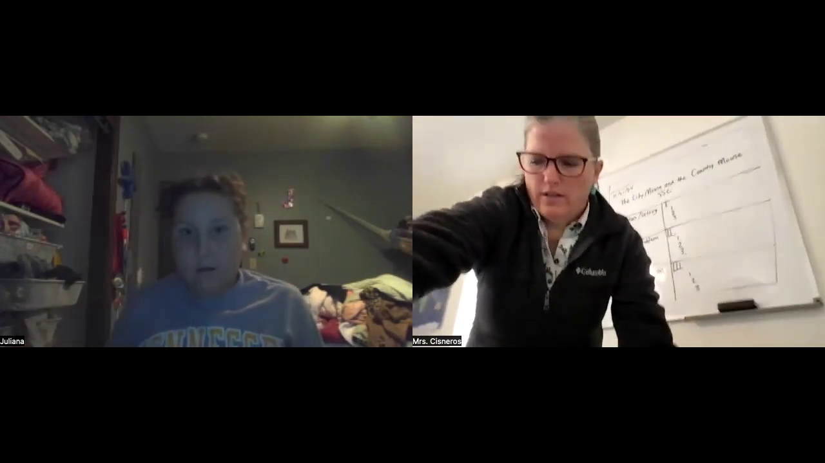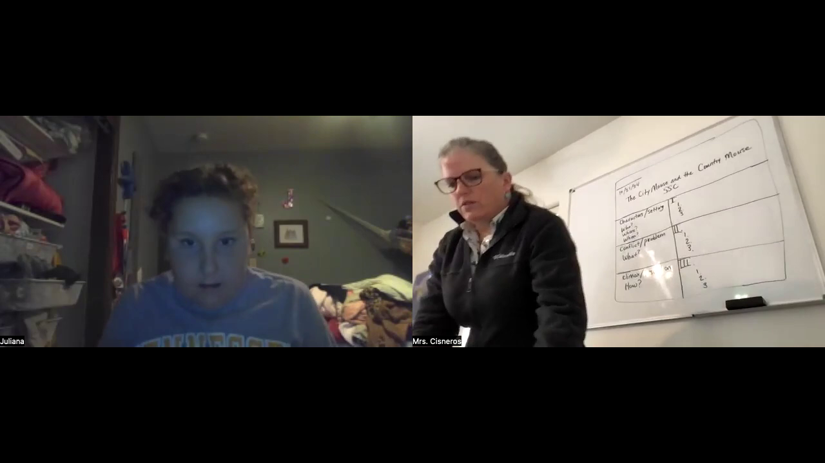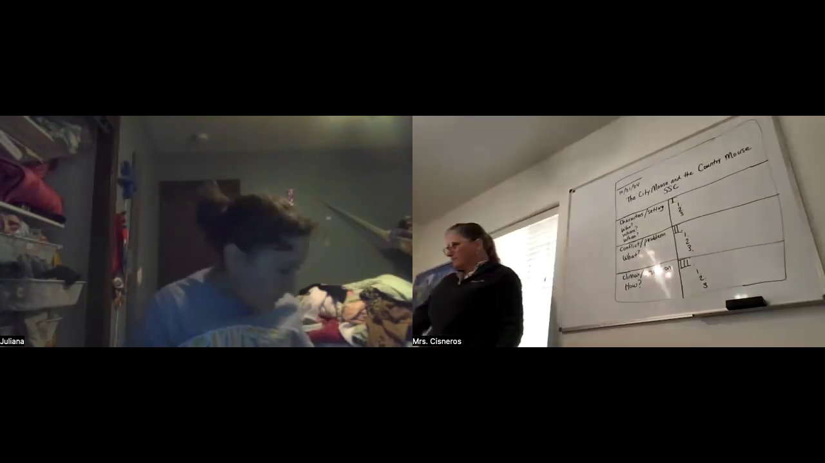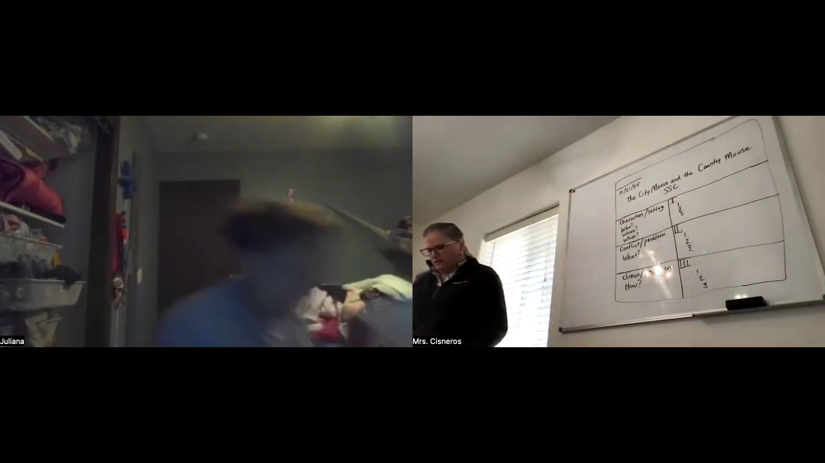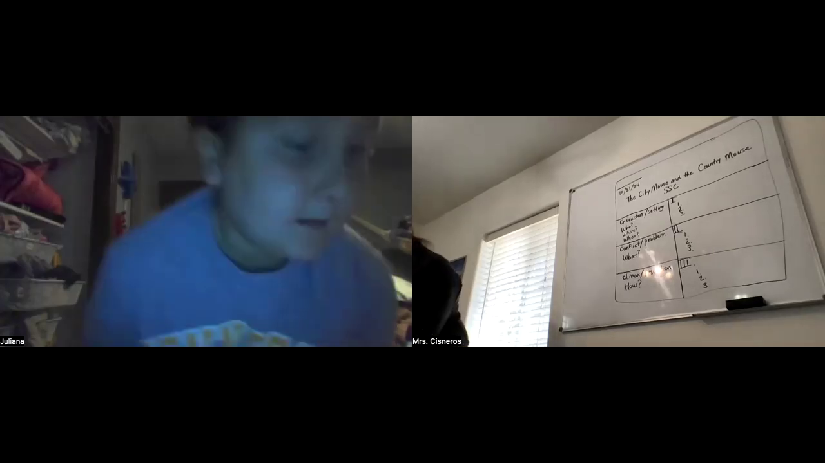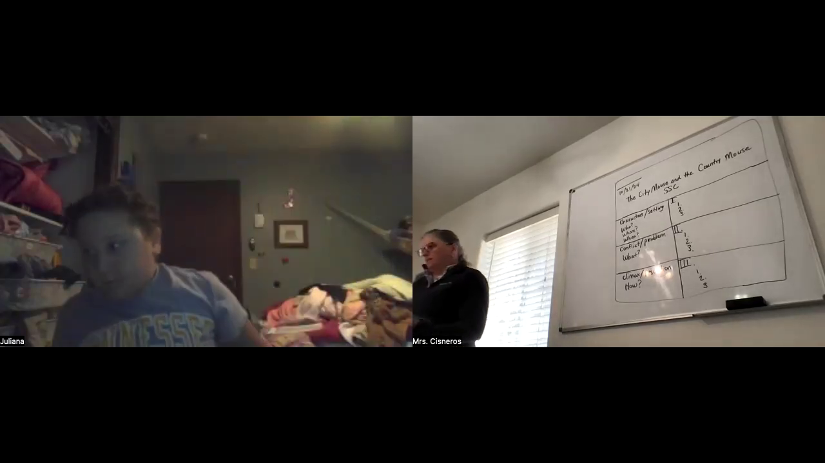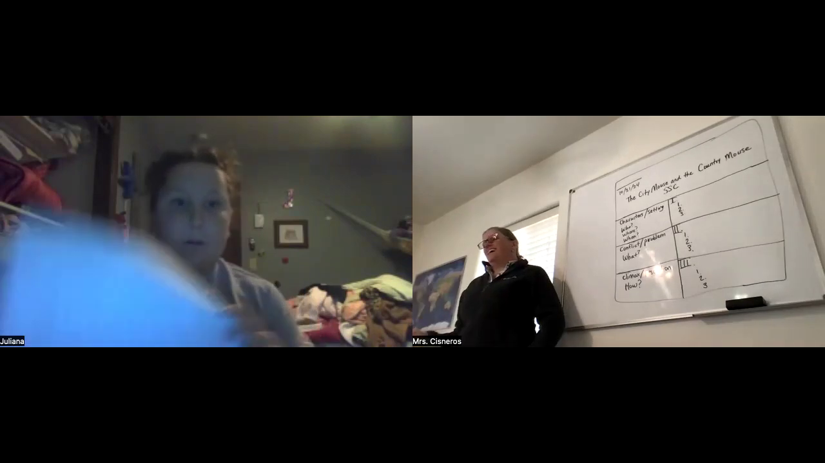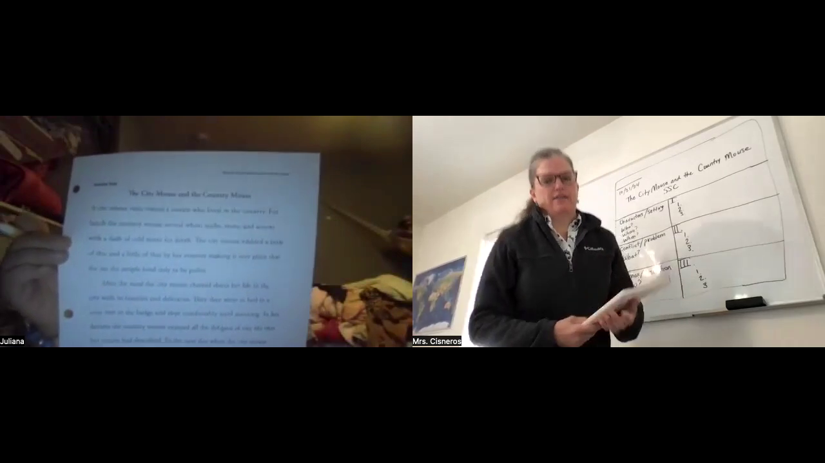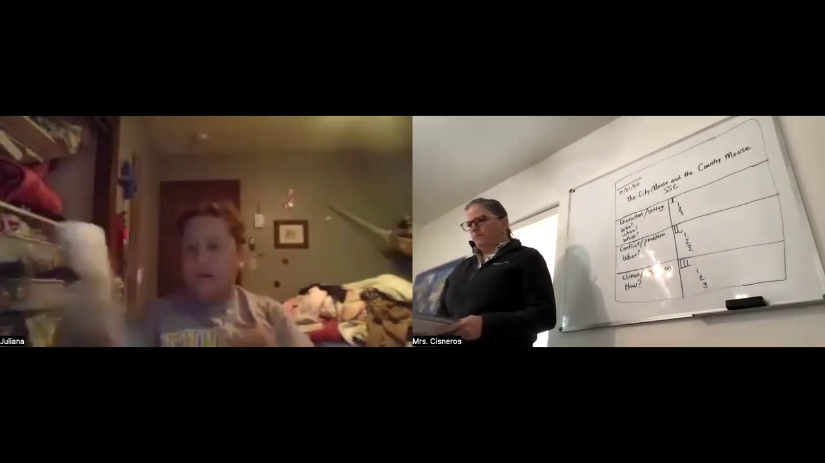And then we're going to read it. After you get all that written down, go to the story, The City Mouse and the Country Mouse. You don't have one? You can borrow this one. You guys can share that one. Just don't mark on it. Is it this one? The City Mouse and the Country Mouse. Yeah, that's it.